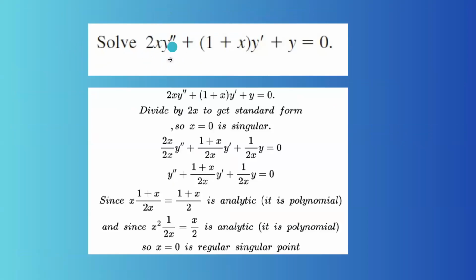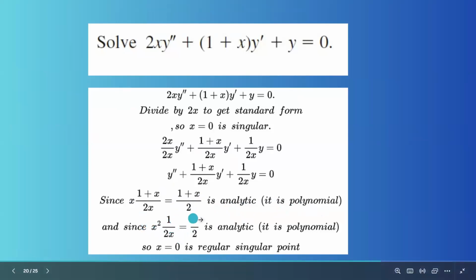You have 2x times the second derivative of y, plus (1 plus x) y prime, plus y equal to 0. To identify singular points, we're going to divide by 2x. When you divide by 2x, x equal to 0 is singular because it's in the denominator. So you get (1 plus x) divided by 2x as p(x) and 1 over 2x as q(x). Multiply p(x) by x and simplify: you get (1 plus x) divided by 2, which is analytic, basically a polynomial. Multiply x squared by q(x) and you get x divided by 2, which is again a polynomial.